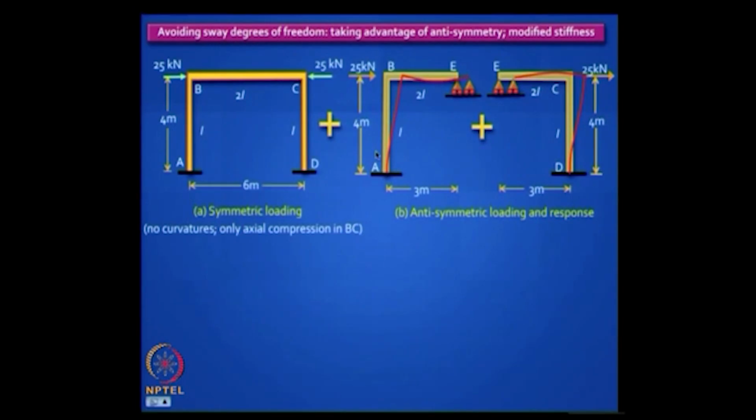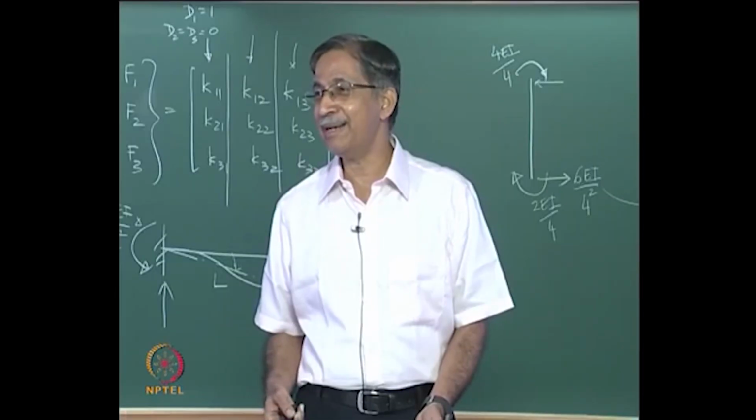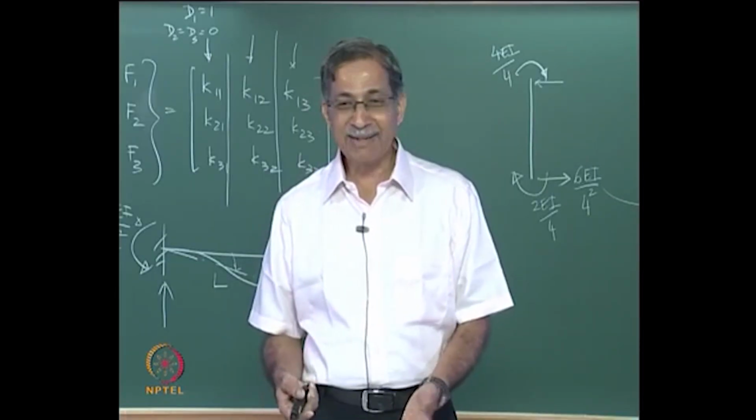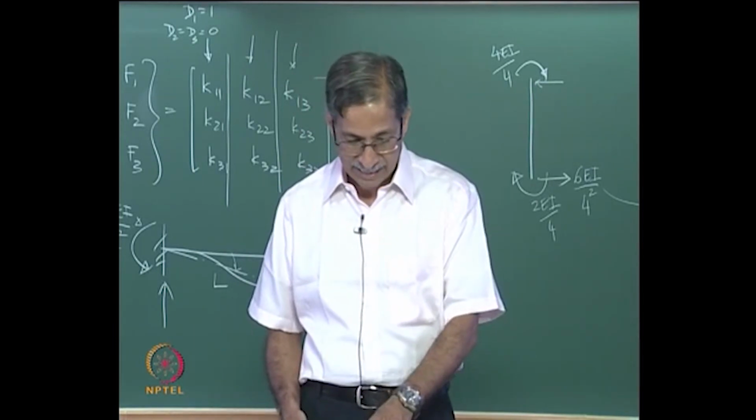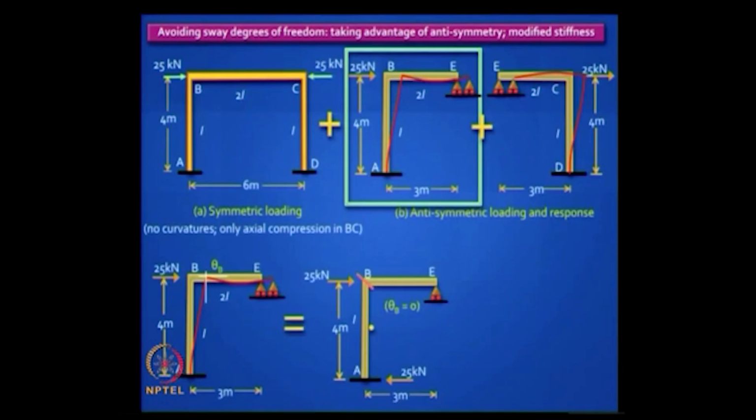How many unknowns do you have there? Theta b. Why? You can ignore sway, because it's a cantilever action. We've done a problem earlier like this, so life is easy. You have to just take out that. Theta b is your unknown, right?